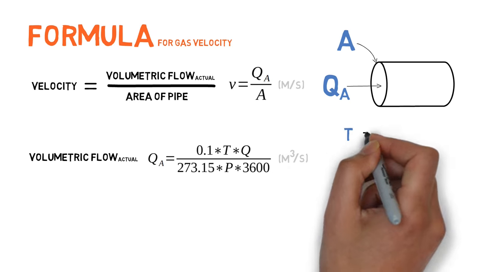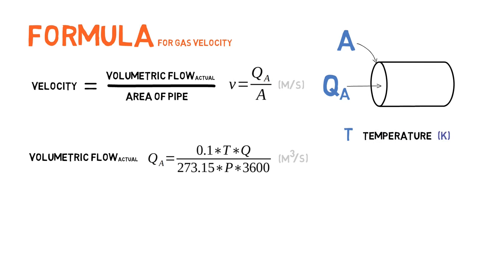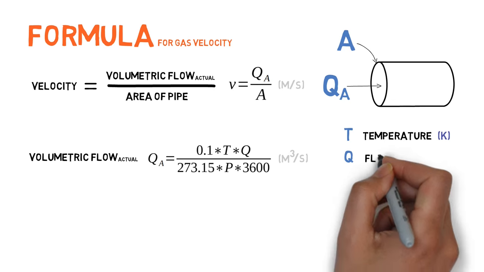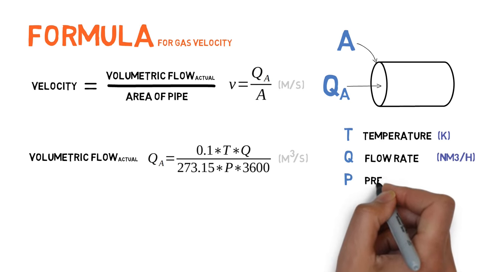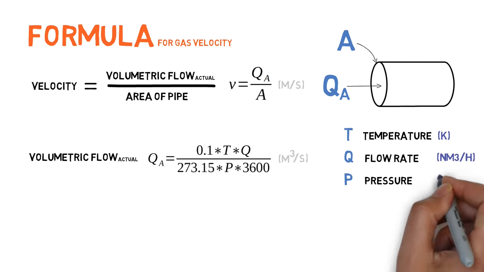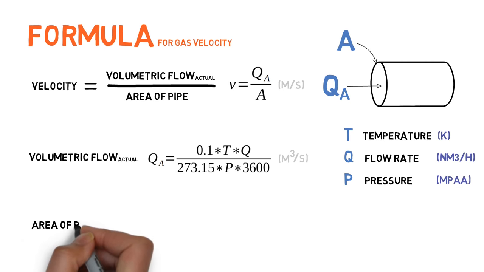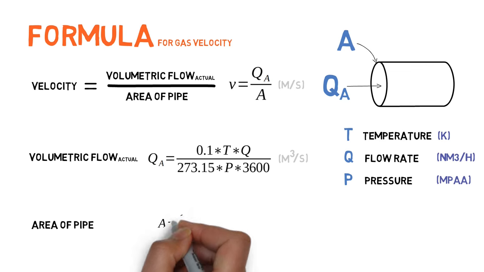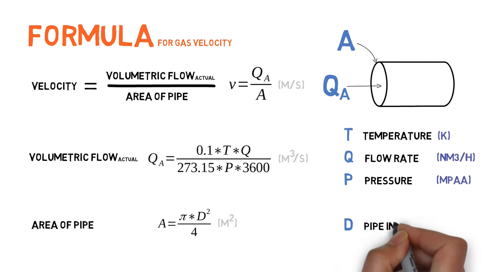T is temperature in unit Kelvin. Q is flow rate in normal meter cube per hour. P is pressure in megapascal absolute. Area of cross-section for pipe can be calculated using this formula. D is pipe inner diameter in meters.